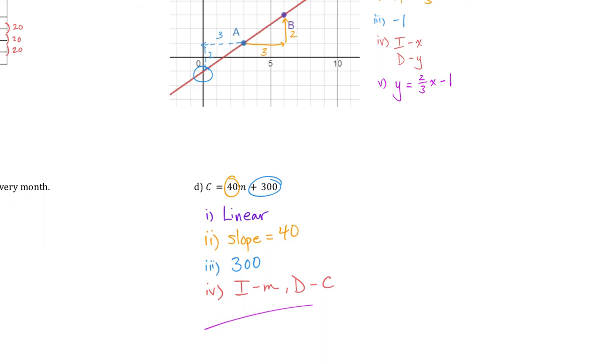Okay. Hopefully that was a good way for you to see the connectedness, and you're feeling more confident working through it. One last example to go.